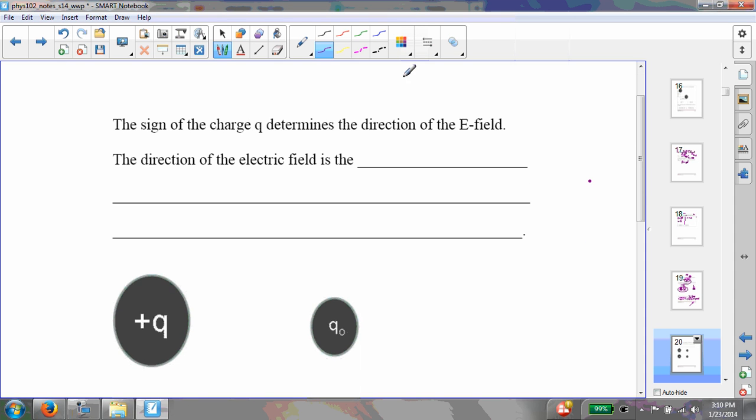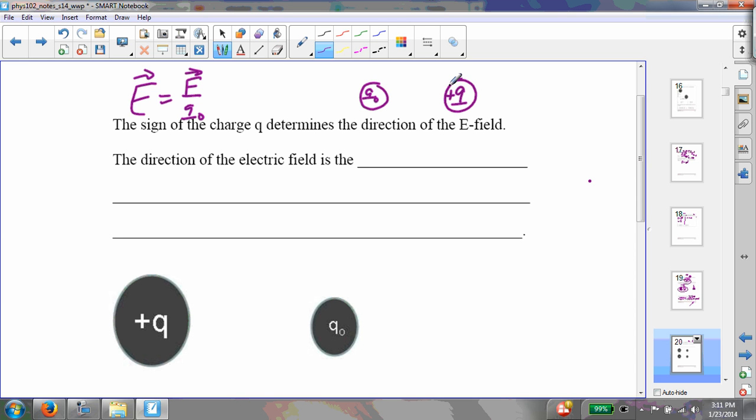Okay, so continuing on with electric field, let me just remind you the definition of electric field. The electric field is defined as the force that a positive test charge will feel. Right? So the sign of the charge Q, remember I have this system where I have a charge Q, and then I have a positive test charge Q naught. The sign of the charge Q determines the direction of the electric field.